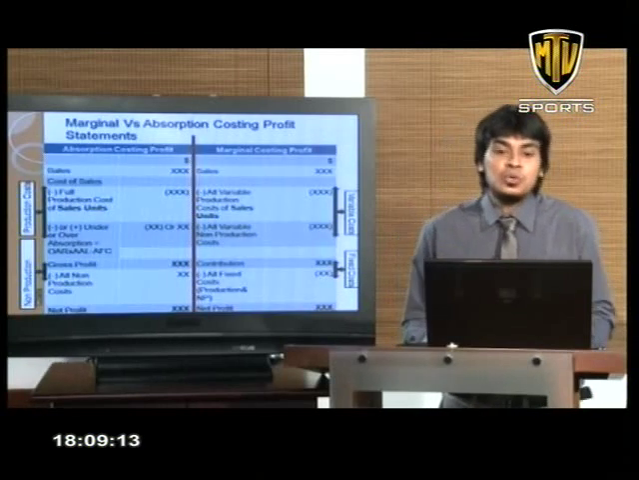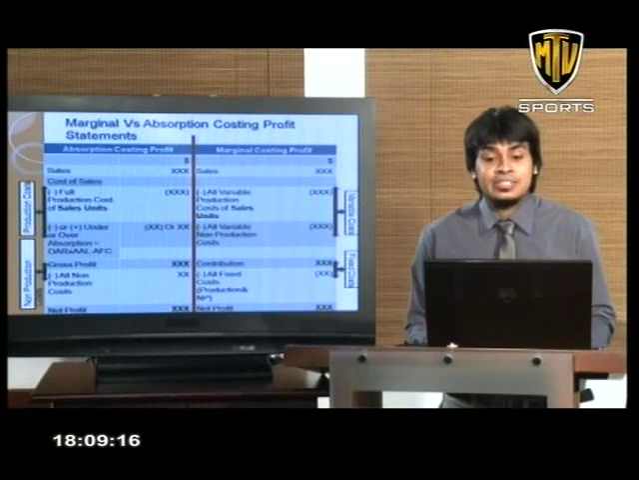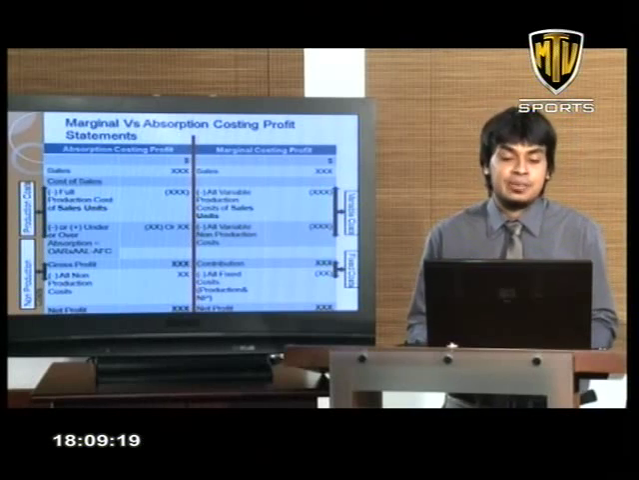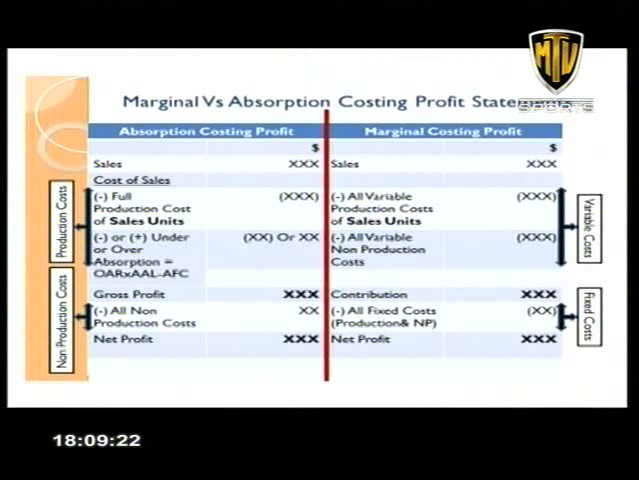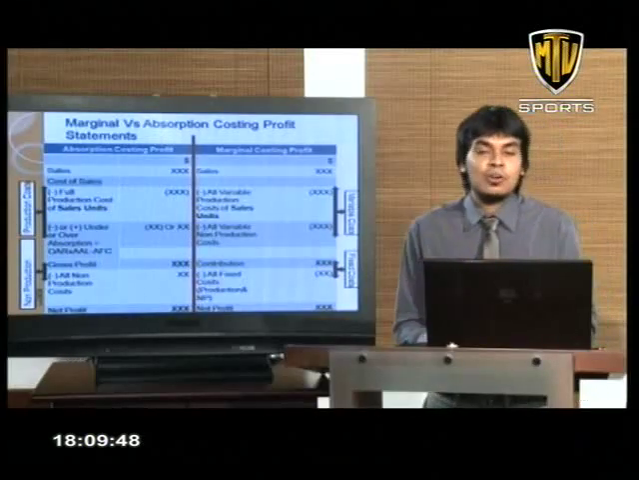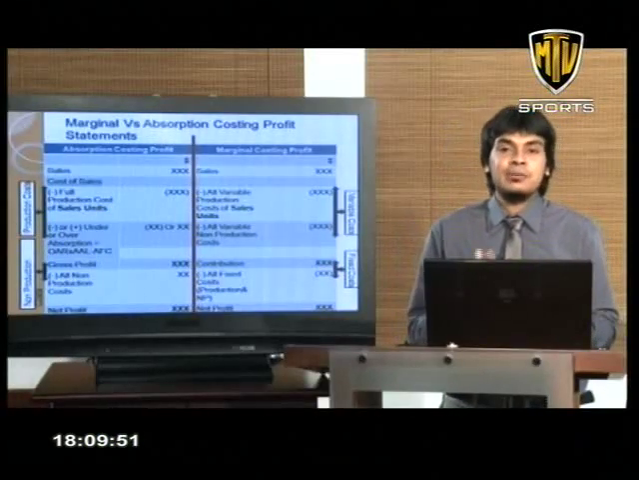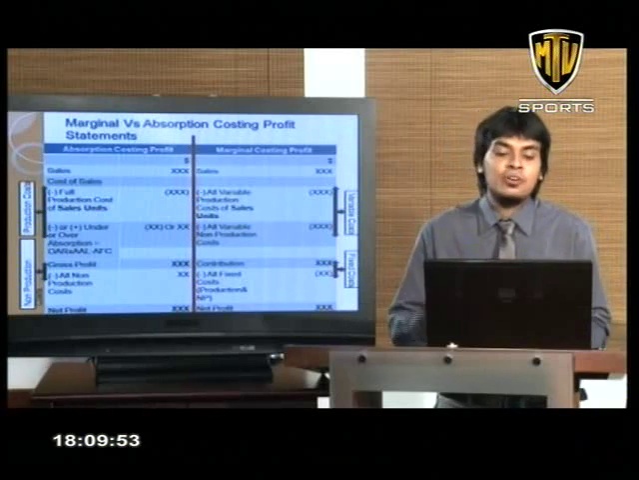Moving on, how do we prepare the marginal costing profit statement and an absorption costing profit statement? The very important thing that you need to identify here is that an absorption costing profit statement has 2 main segments: your production cost and then your non-production cost. The marginal costing profit statement again is split into 2 main segments: your variable cost and then your fixed cost. Your absorption costing profit statement is very similar to the profit statements that you would be preparing under your financial accounting.